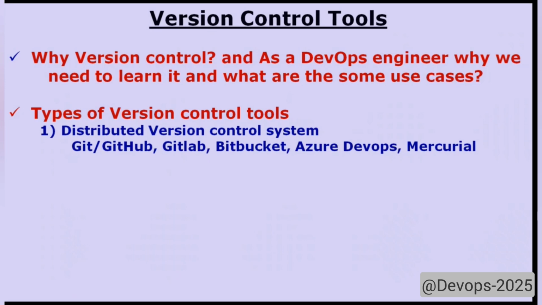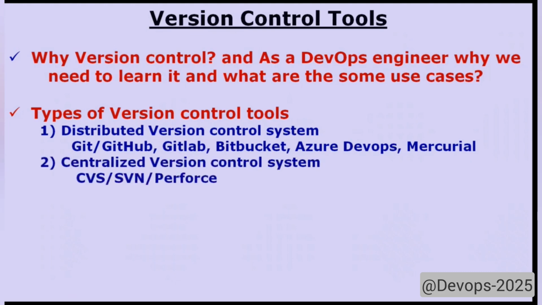The second type is the centralized version control system, where examples are CVS, Concurrent Versions System, Subversion, and Perforce. And the third one is the local version control system, for example RCS.